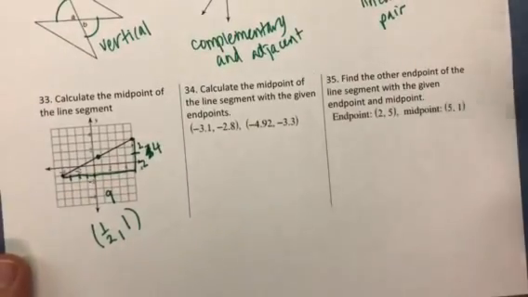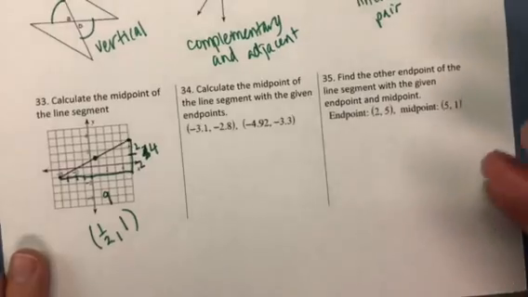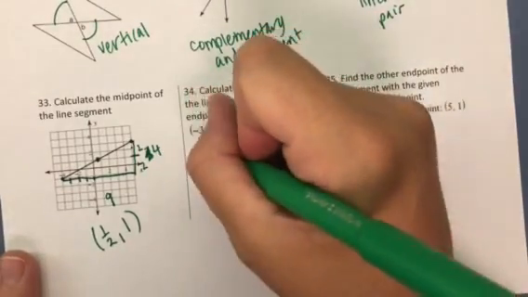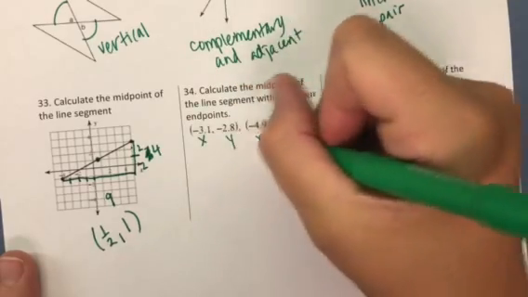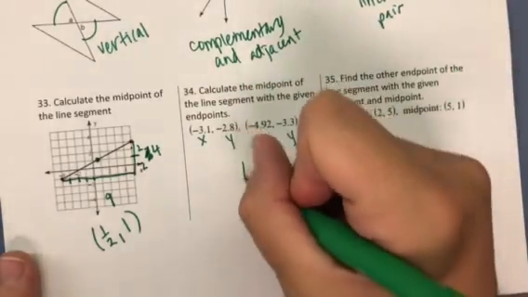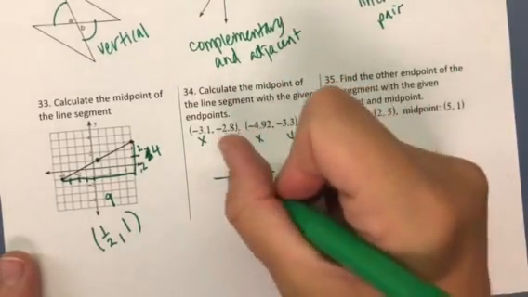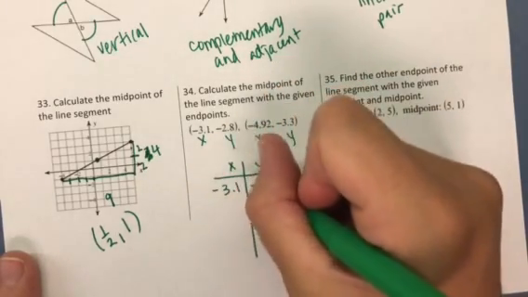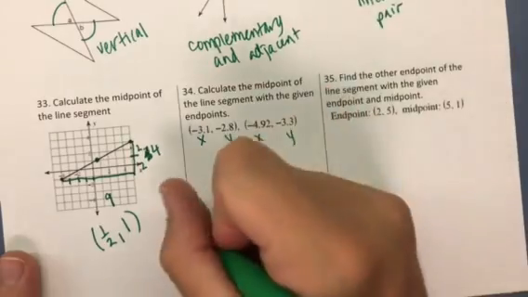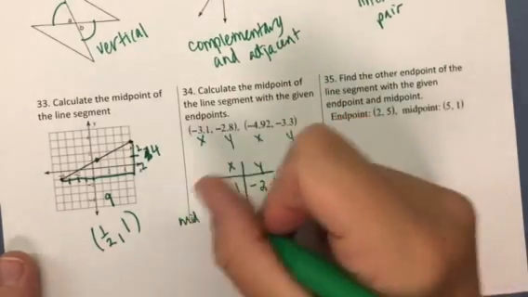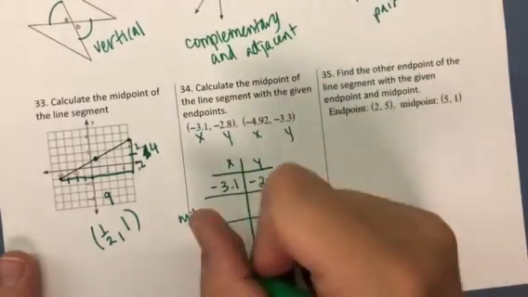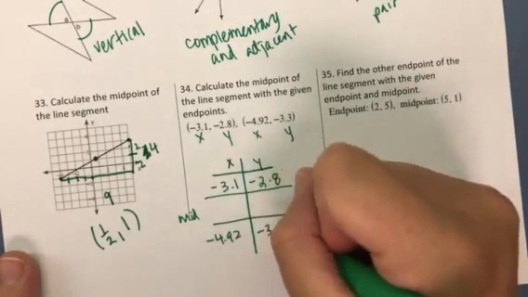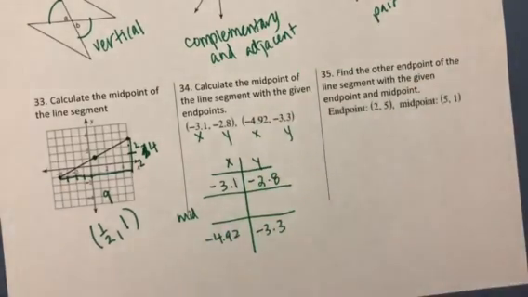All right, in 34, you could use the midpoint formula or the table method. I'm going to use the table method. So remember, these are each just points, so they each have an x and a y value. If I just plug them in a table, an xy table, I have negative 3.1 comma negative 2.8. My midpoint will be in the middle. And then I have negative 4.92 and negative 3.3. I'm definitely going to use a calculator for this.